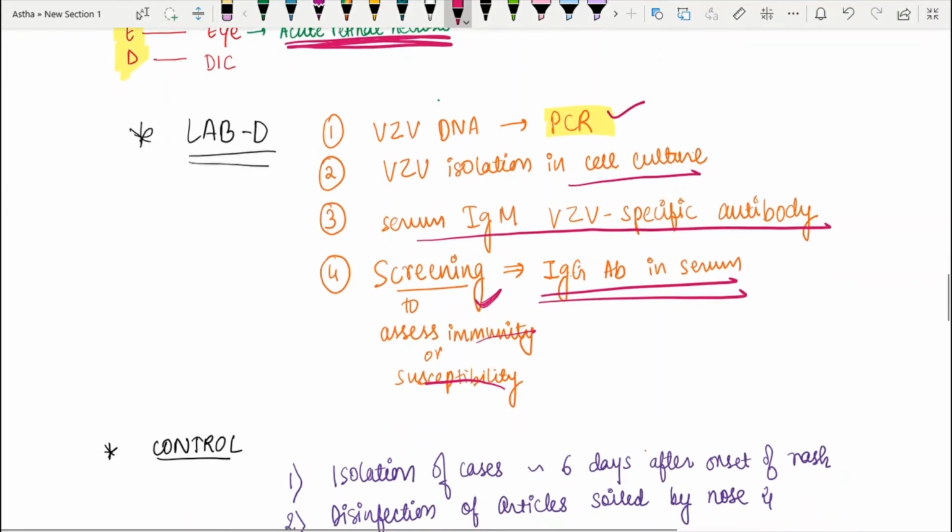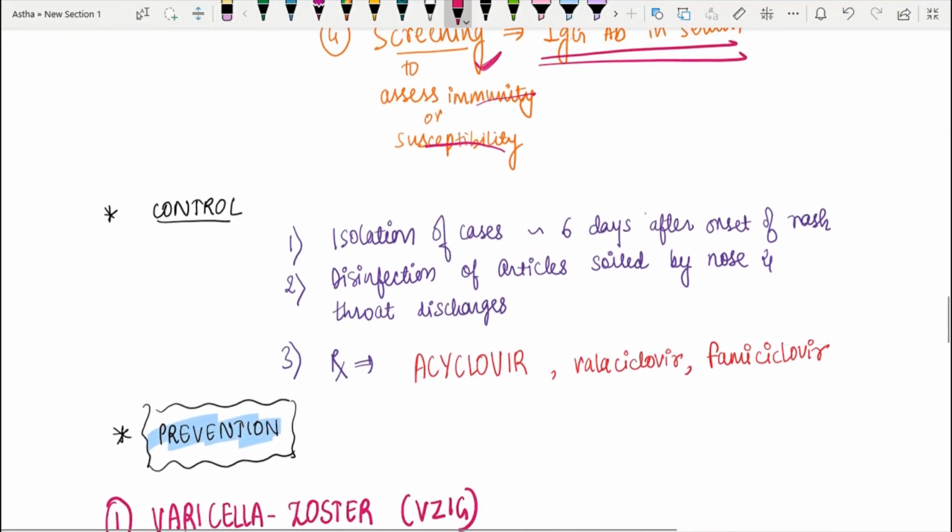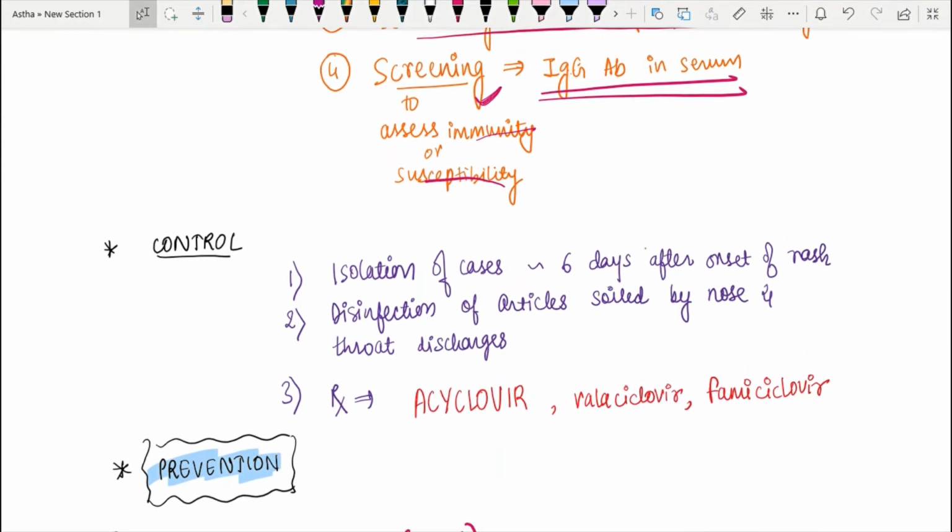Fine. So that was about the lab diagnosis. Talking about the control, we discussed that the cases are the infective stage. So what can be the best control apart from isolation of cases? Of course, isolation of cases is the best control. The case should be isolated. The patient should be isolated 6 days after onset of rash. Fine, for around 6 days.